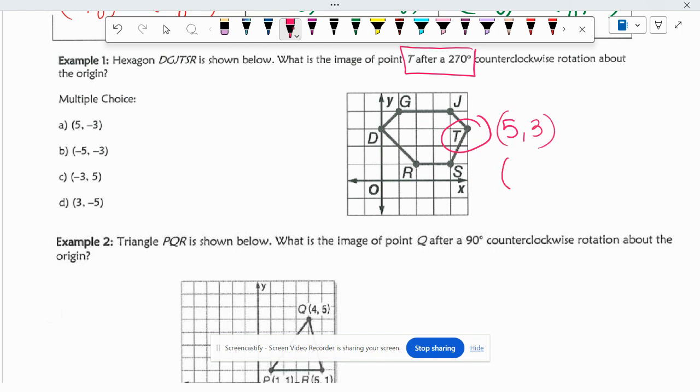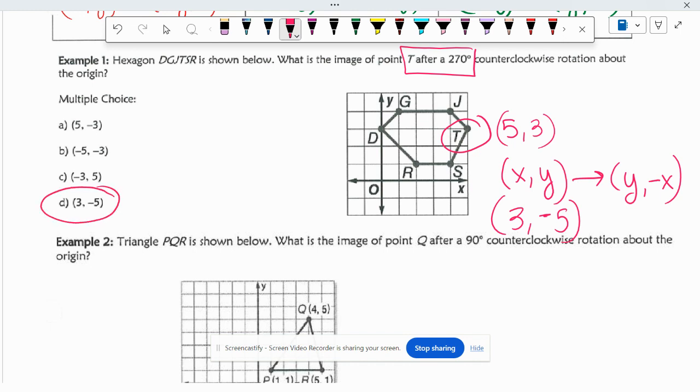If I rotate it 270 degrees counterclockwise, remember that 270 degrees counterclockwise transforms (x, y) to (y, opposite x). It's going to be the ordered pair (5, -3). No, it's not going to be (5, -3). It's (3, -5). Yes. The y coordinate comes first and then the opposite of the x coordinate. So what answer choice is that? It's answer choice D. Okay.